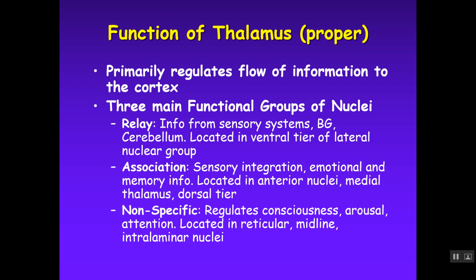We have association nuclei. There's actually some integration that occurs within the thalamus itself, sensory integration, and also storing information about emotional and memory information associated with certain experiences and sensory experiences, and tying those together. Those are located in the anterior nuclei, the medial thalamus, and also the dorsal tier of the thalamus. Then we have what's called the non-specific nuclei. They're more for regulating. They play a role in regulation of consciousness, overall arousal and attention. Those are located in the reticular, midline, and intralaminar nuclei.